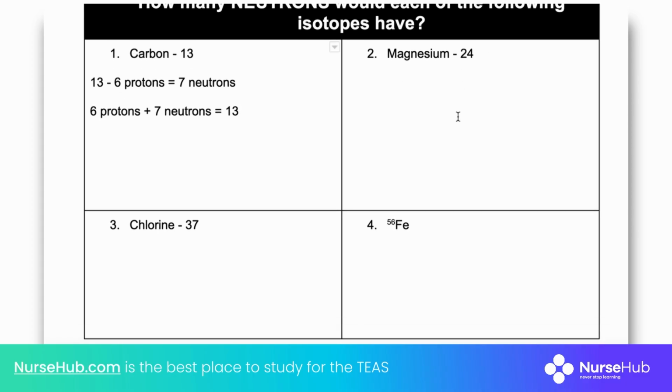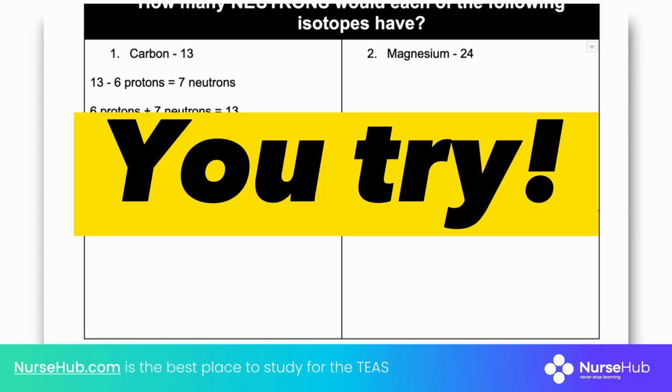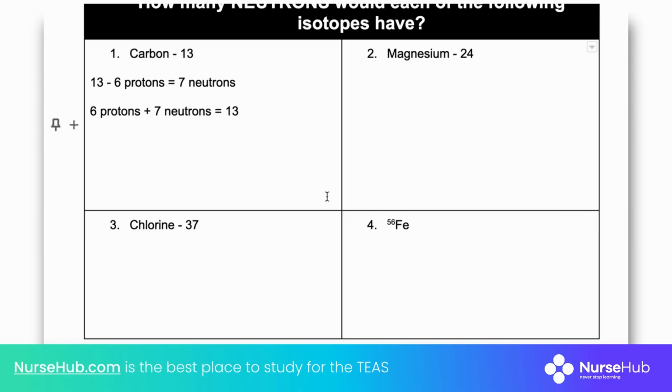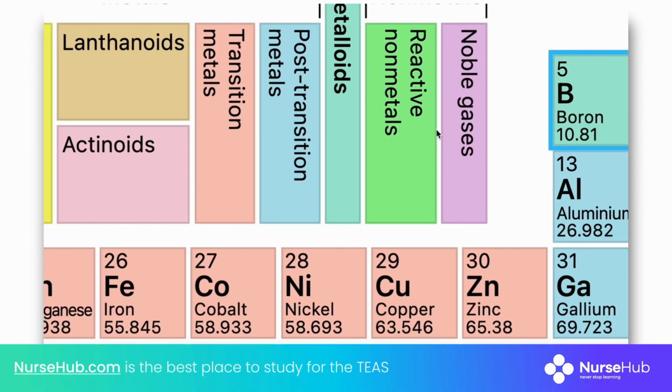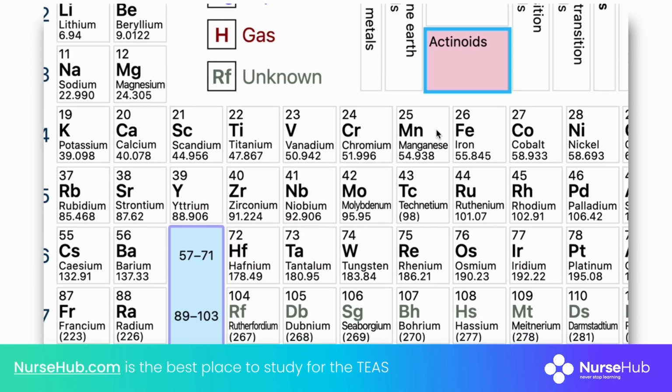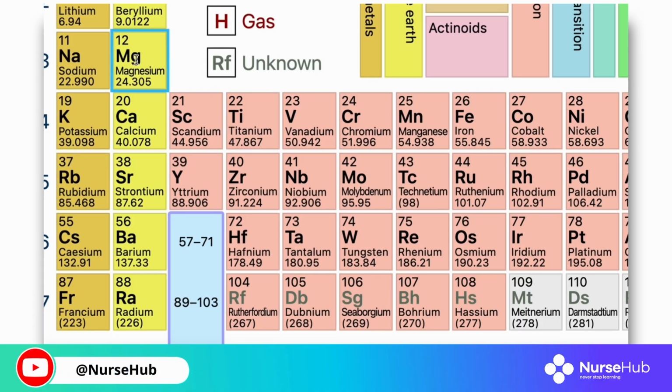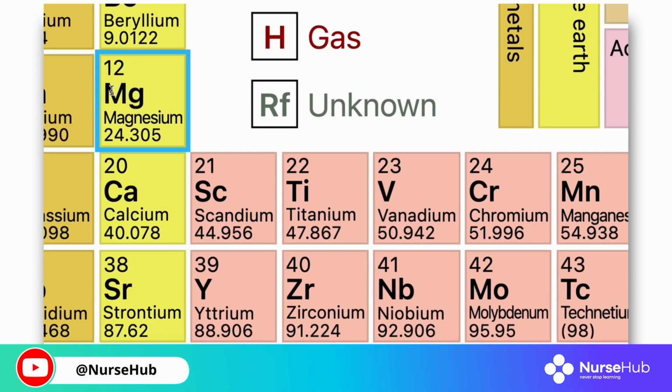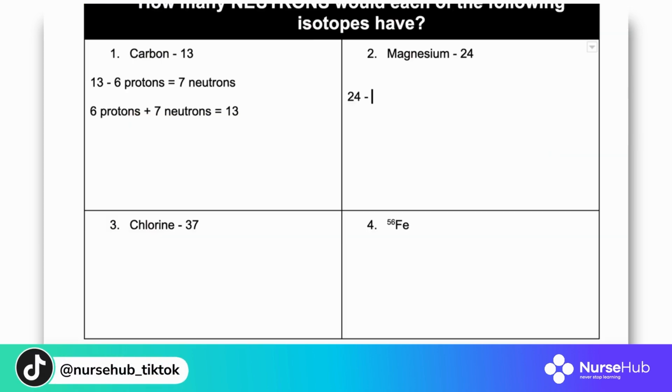Try magnesium 24, see if you can solve that. All right, so what you should do is take 24, the mass, subtract the number of protons of magnesium. If I find magnesium on the periodic table, Mg, where's it at? Remember, that's an alkaline earth metal. It's over here on the left-hand side. Its number of protons is 12. So I will subtract 24 minus 12, and that equals 12. Magnesium 24 has 12 neutrons.